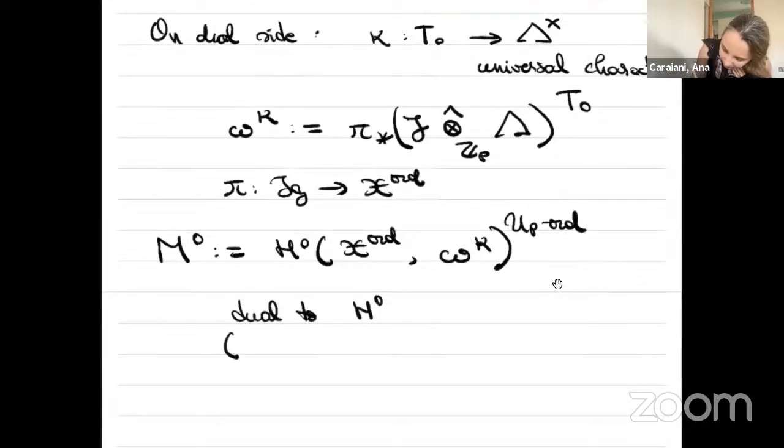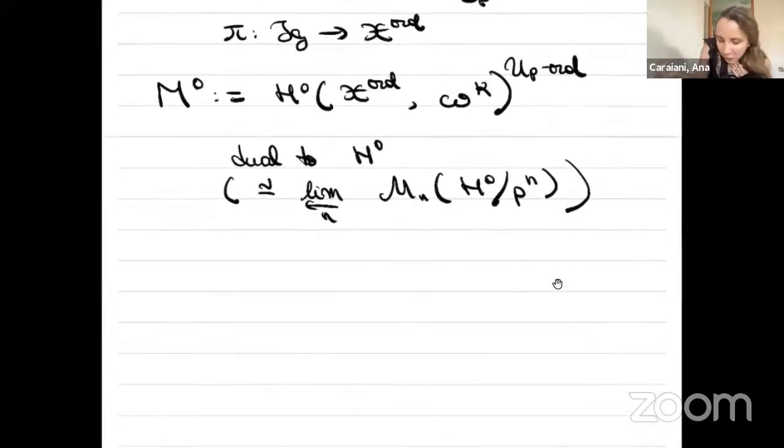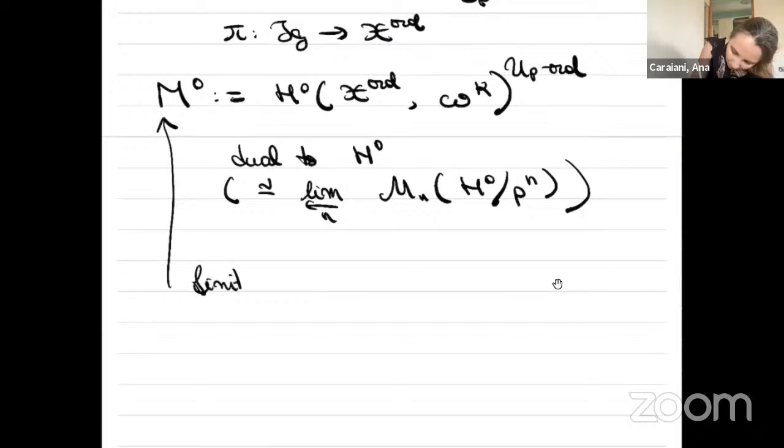So in terms of this functor that I defined earlier, you can identify this with the inverse limit with respect to n of M_n H0 modulo p^n. So it's just this same functor applied. And this is something that ends up being a finite projective Lambda module. This is something, say, proved originally by Hida.